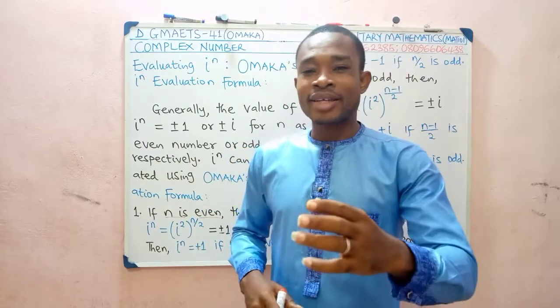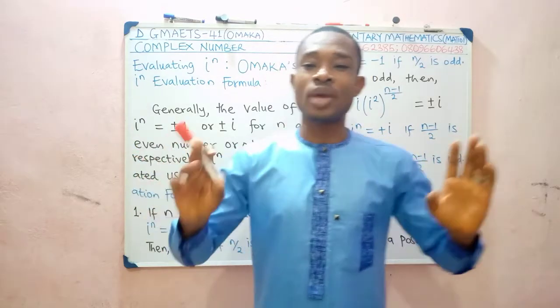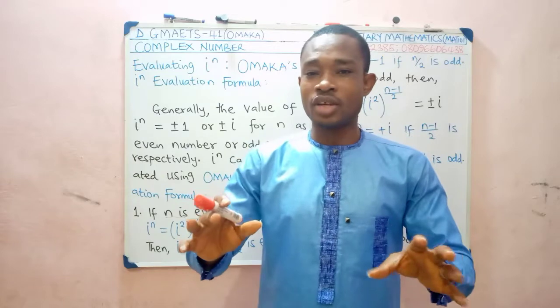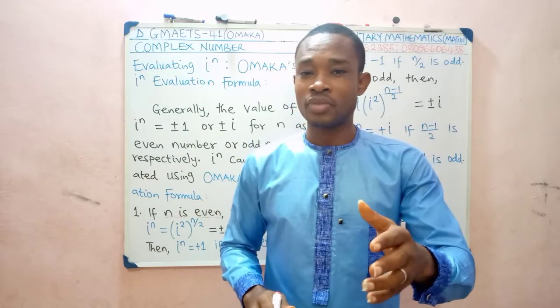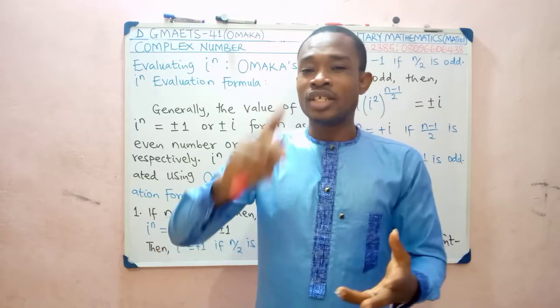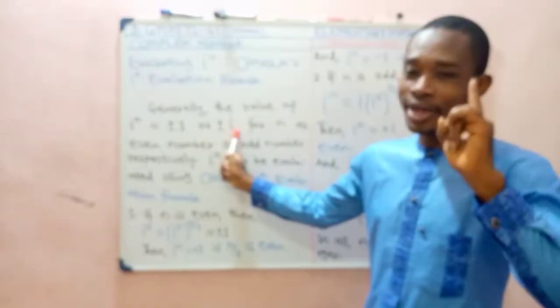i raised to power n can produce 4 in 2 values only. What do I mean by 4 in 2 values? There are generally 2 possible values that i raised to power n can give you, but those 2 possible values can be broken down into 4. The 2 possible values are 1 or i.